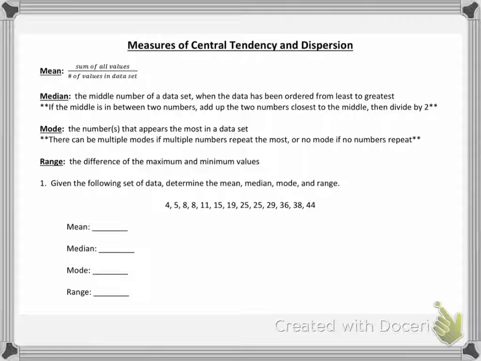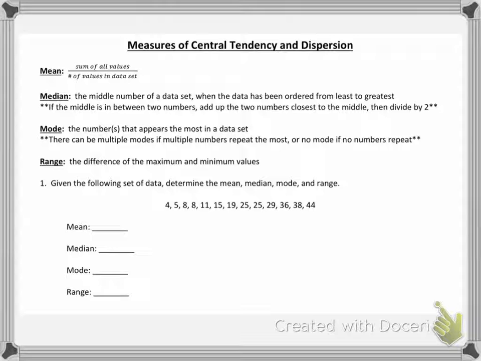Median is the middle number of a data set when the data has been ordered from least to greatest. One thing you're going to want to make sure of, especially when you do the IXLs, some of the number sets are in order, some of them aren't. Make sure you order your numbers, especially if you're being asked to find things like medians or ranges, even modes, because it'll be easy to see what repeats and what doesn't with that. Quick little note, as you see there, if the middle is in between two numbers, add up the numbers closest to the middle, so the two surrounding it, then divide that by 2.